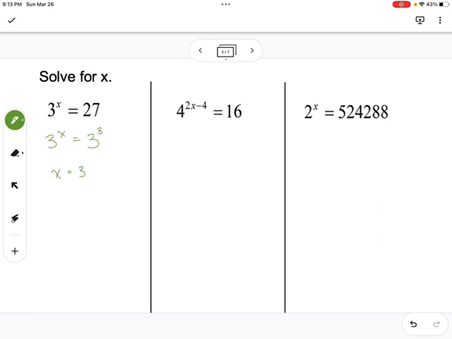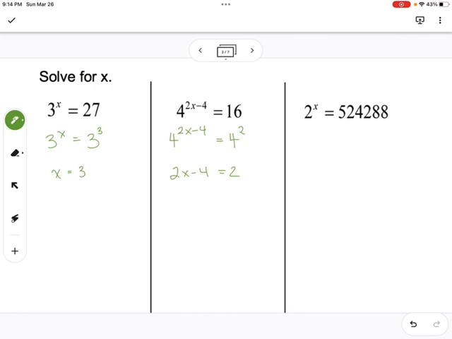Next one, we have 4 to the exponent 2x minus 4 equals 16. Here we do not have the same base. We want to create the same base by making the 16 a power with a base of 4. So 4 to the exponent 2x minus 4 equals 4 to the exponent 2. Again, once we have the same base, we drop the base, keep the exponents. So 2x minus 4 equals 2.